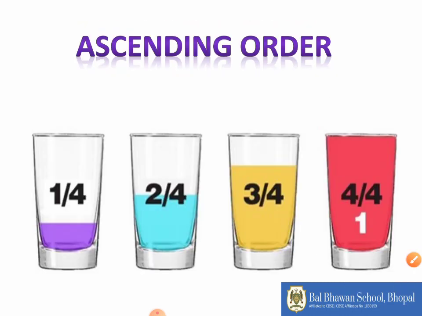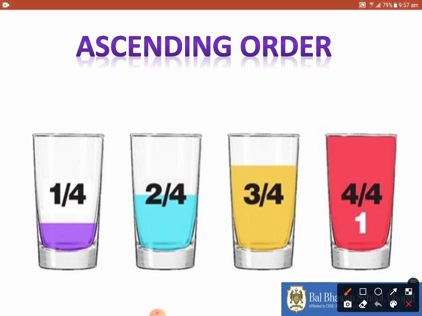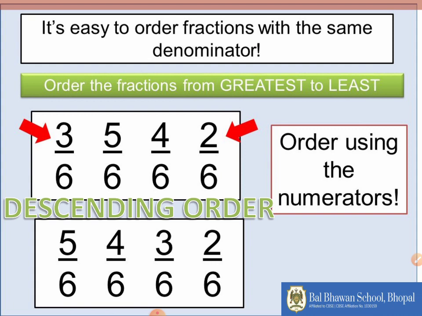Let us see some more examples. Here you can see that the glass is filled, representing the fraction 1 by 4. Here it is representing 2 by 4. This is 3 by 4, and this is 4 by 4, which is representing 1 whole. This is the ascending order, which means the smallest fraction is written first. So we can say that 1 by 4 is the smallest fraction and 4 by 4 is the greatest fraction. So 1 by 4 is smaller than 2 by 4, 2 by 4 is smaller than 3 by 4, and 3 by 4 is of course smaller than 4 by 4. This is called arranging fractions in ascending order.